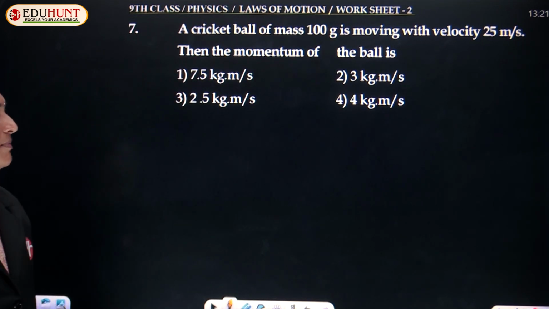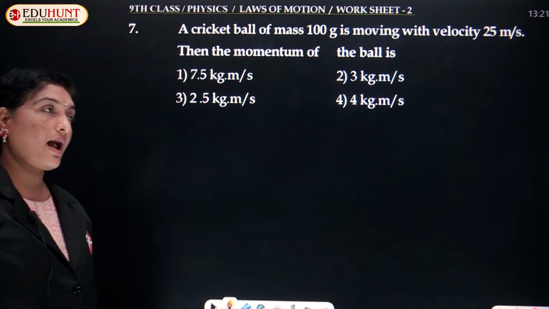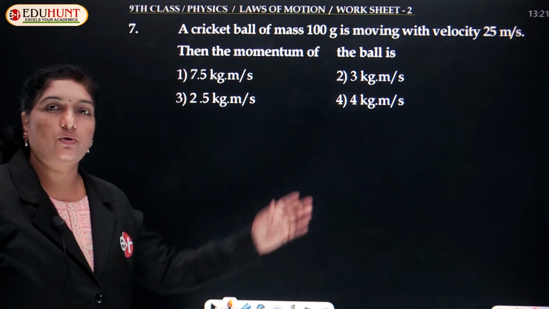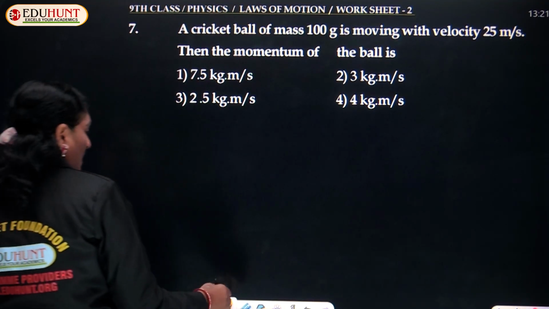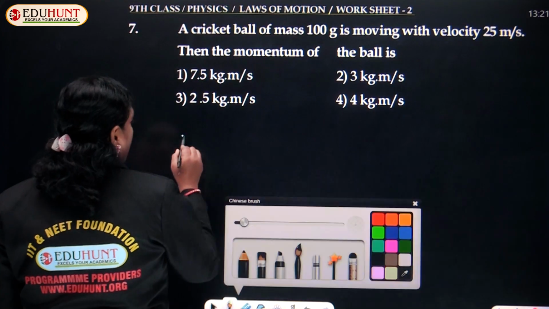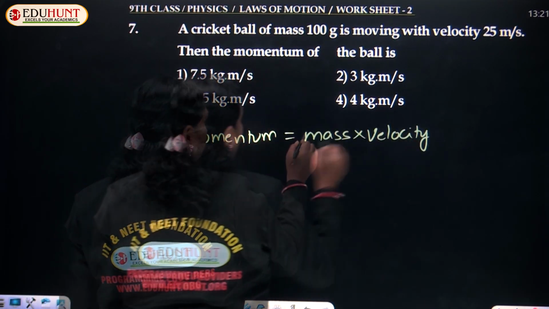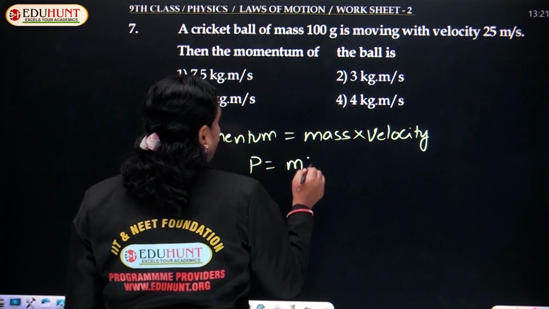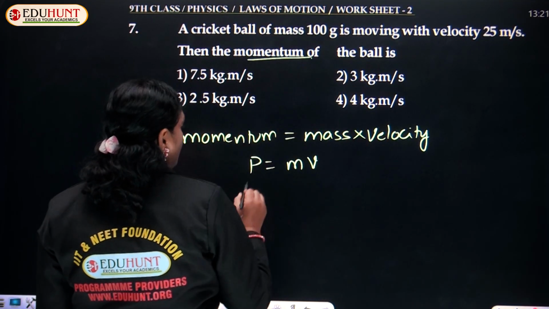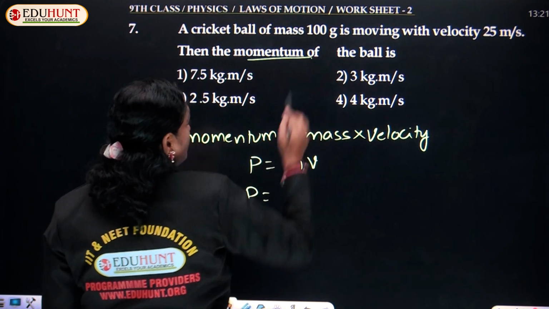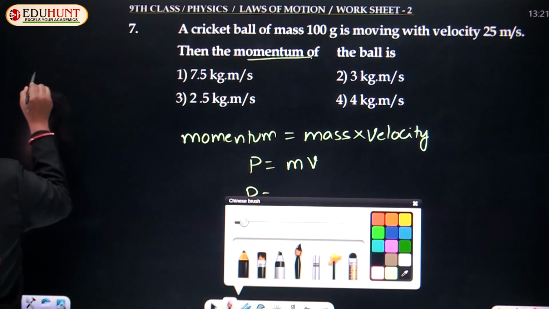A cricket ball of mass 100 grams. Again here also it was given in the CGS system, grams. Moving with velocity 25 meter per second, the momentum of the ball is. So no doubt, the momentum of the ball is given as mass into velocity. P is equal to mv. So you're asked to find the momentum itself. So clearly P is equal to, how much is the mass, children?